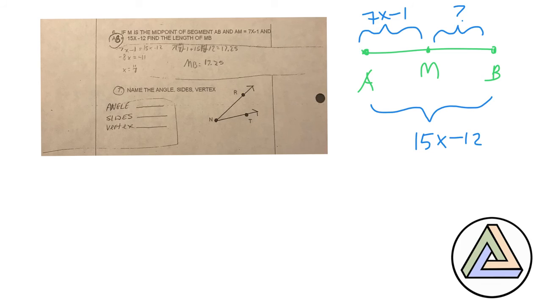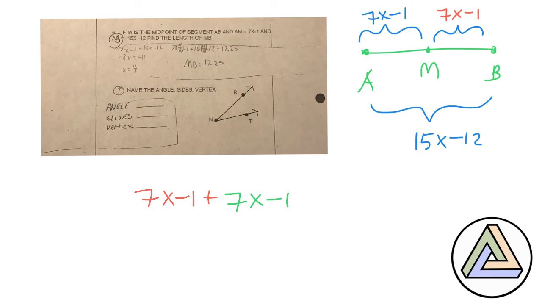Well, we have good news. We know that the length of MB is the same as the length of AM, right? And therefore, we could temporarily represent MB as 7x minus 1, because we know it's the same length as AM. It's helpful to write that because then you could clearly see, even visually, and this is due to the segment addition postulate, that 7x minus 1 plus 7x minus 1 is going to equal 15x minus 12. So let's just write that. 7x minus 1 plus yet another 7x minus 1.